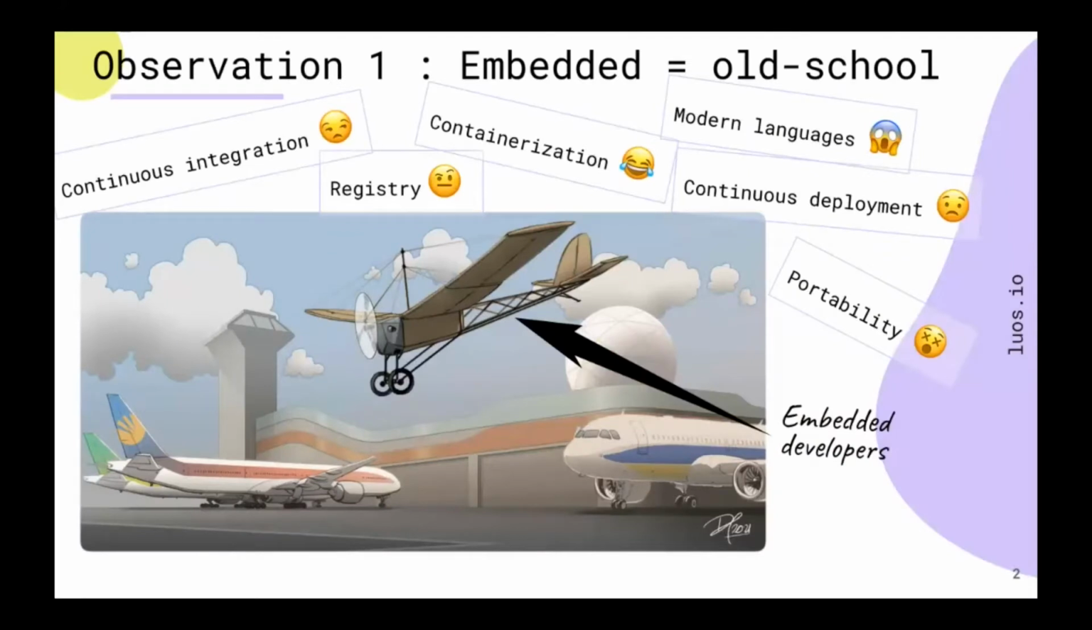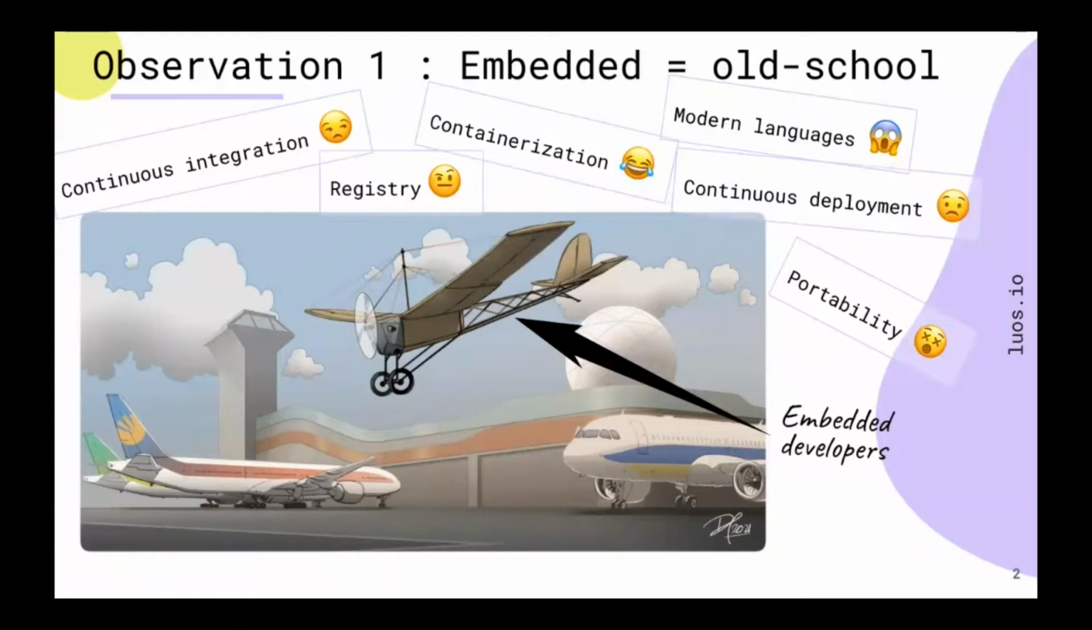So first observation: embedded developers like old school languages and technologies. That's probably because we are working in highly constrained environments, and those old technologies also worked in highly constrained, limited environments. So those kinds of technologies are still really useful for us, and that's probably because hardware is really slow to change and to evolve.